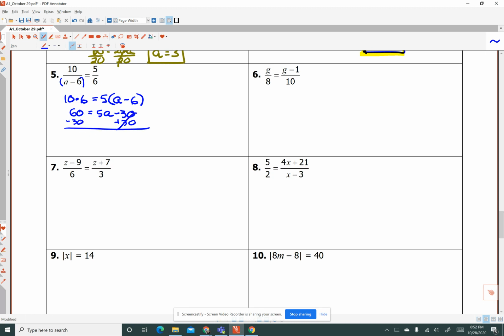And we end up with 90 equals 5a. Divide both sides by 5, and a equals 18.